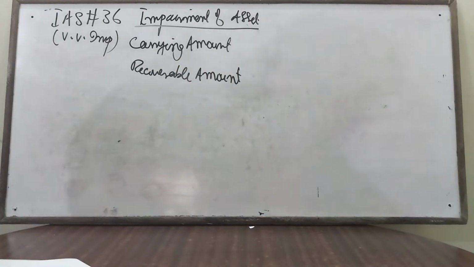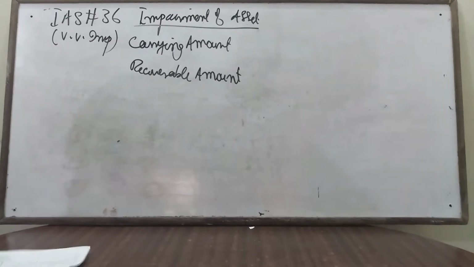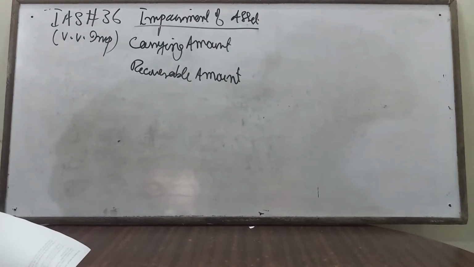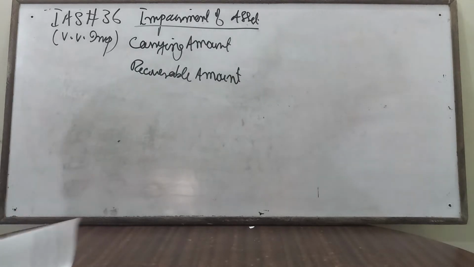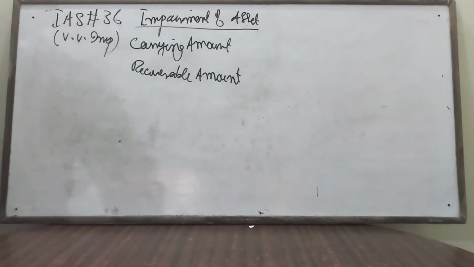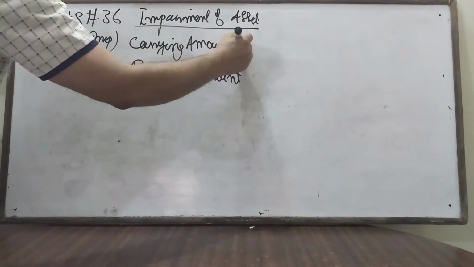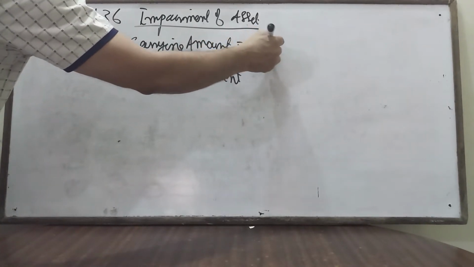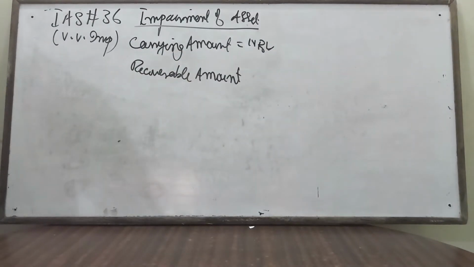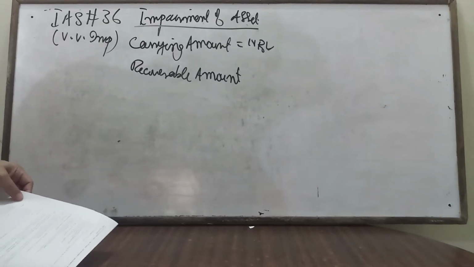This is very important. Carrying amount we have discussed earlier. Carrying amount means the net book value. And the recoverable amount, what is the recoverable amount of a non-current asset? Let me read the definition.